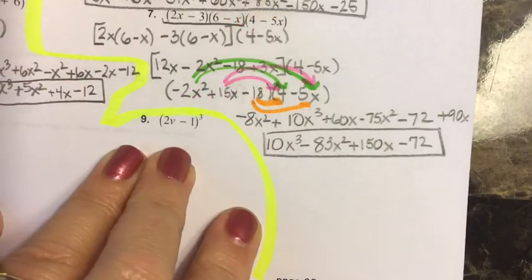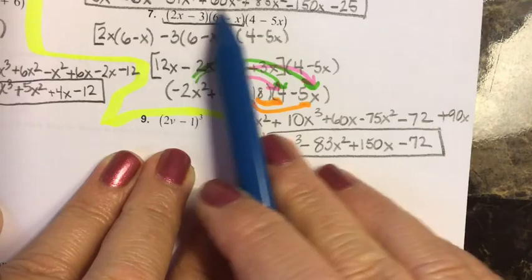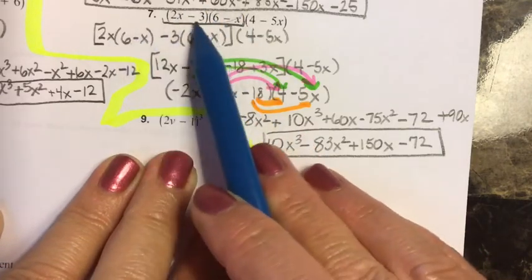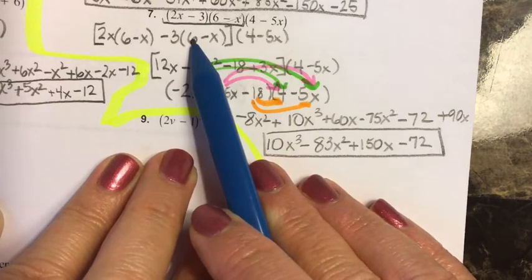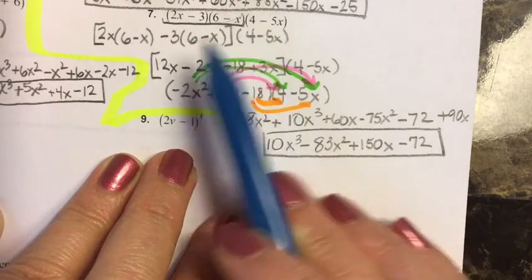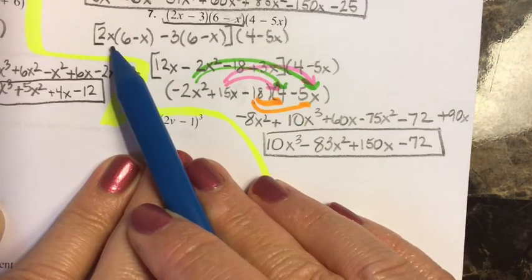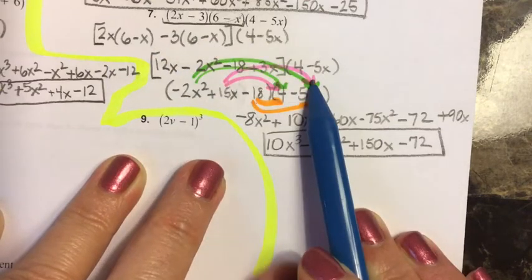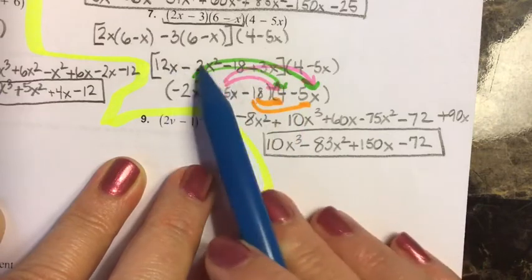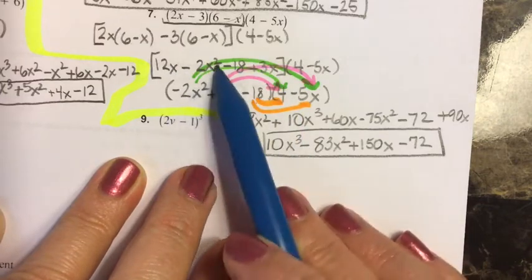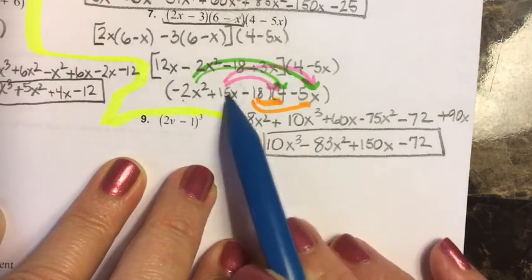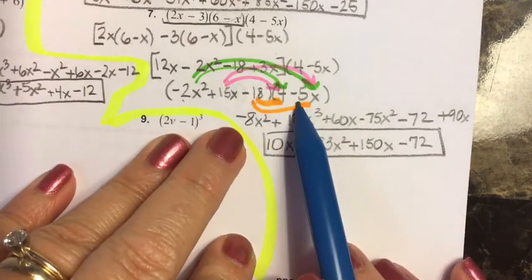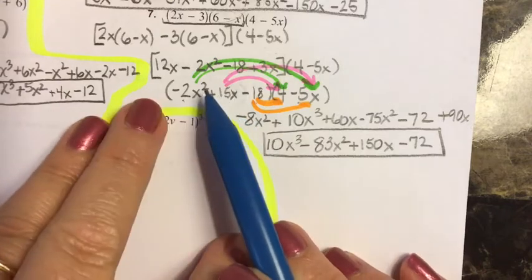For number 7, I multiplied these two binomials first. 2x times this binomial, negative 3 times this binomial, and brought down 4 minus 5x. I distributed, got these answers, and brought down 4 minus 5x. I combined like terms, putting the largest exponent first: negative 2x squared, plus 15x minus 18, and I brought down 4 minus 5x. I distributed next.